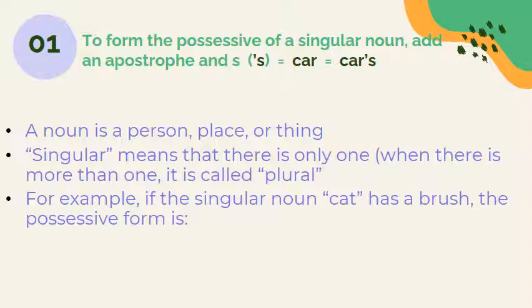For example, if the singular noun cat has a brush, so the cat owns the brush, and cat is singular. I have one cat only. So what should I do here? I should follow the rule. I add apostrophe, then s to the cat, then I name the object that belongs to the cat. So I say the cat's brush. So note something, that cat is a singular noun, and we want to show possession for the cat. So we add apostrophe, then s, since it is a singular noun. The cat's brush. Simple and easy.